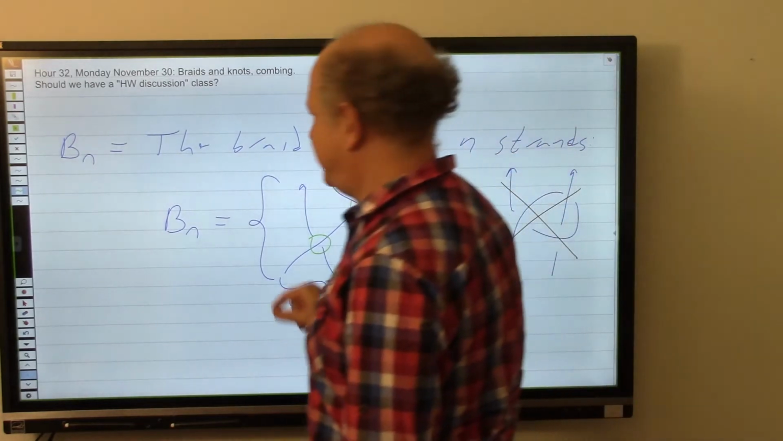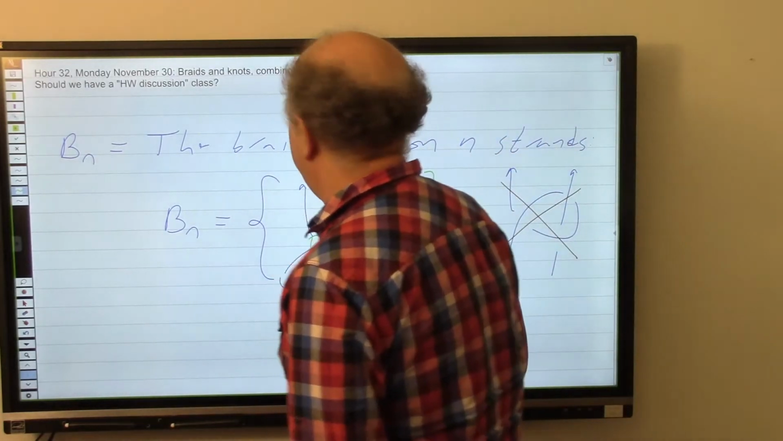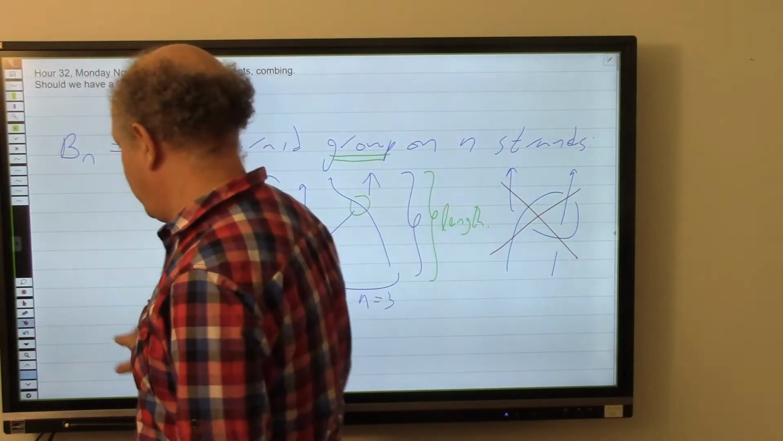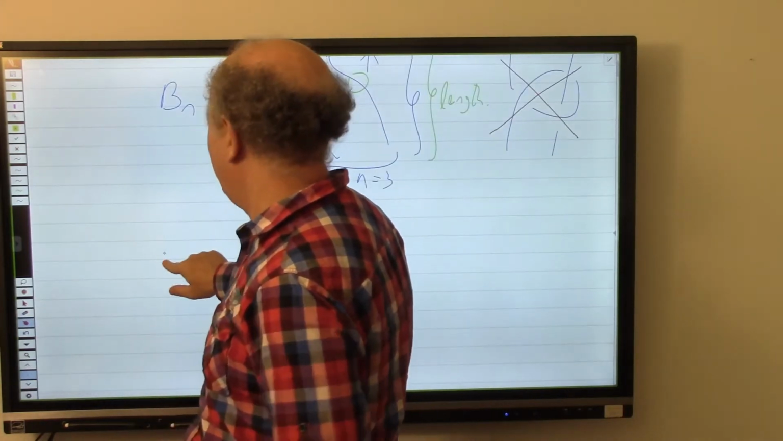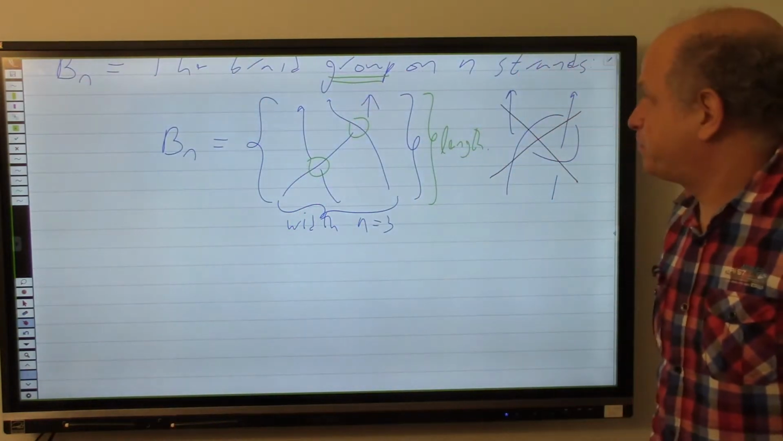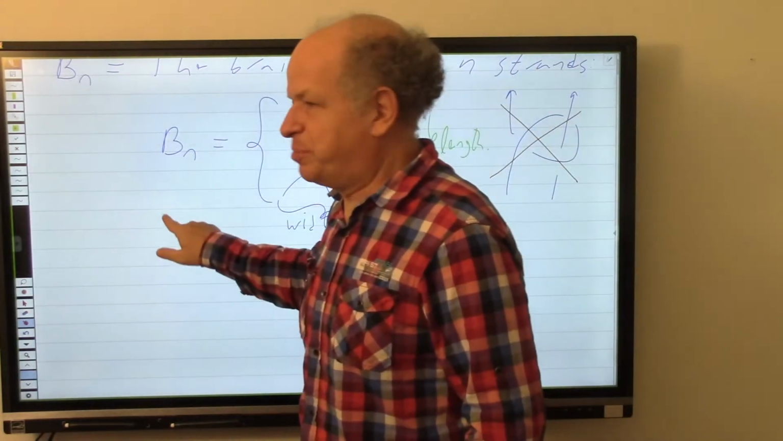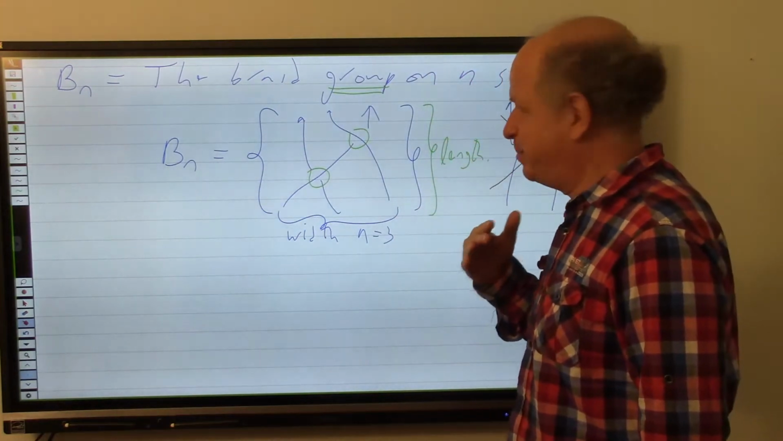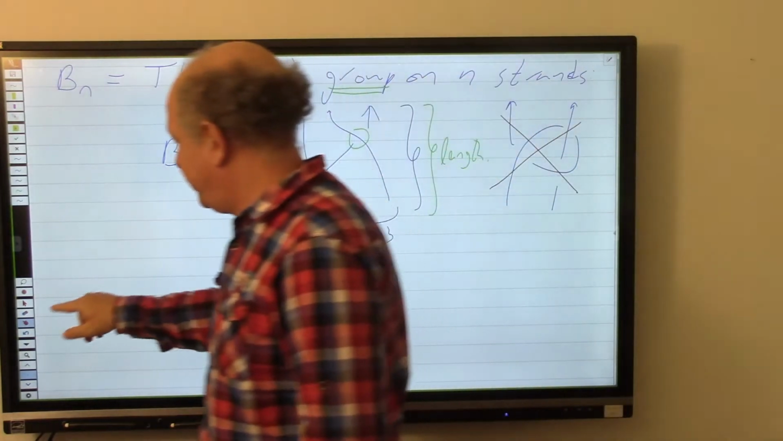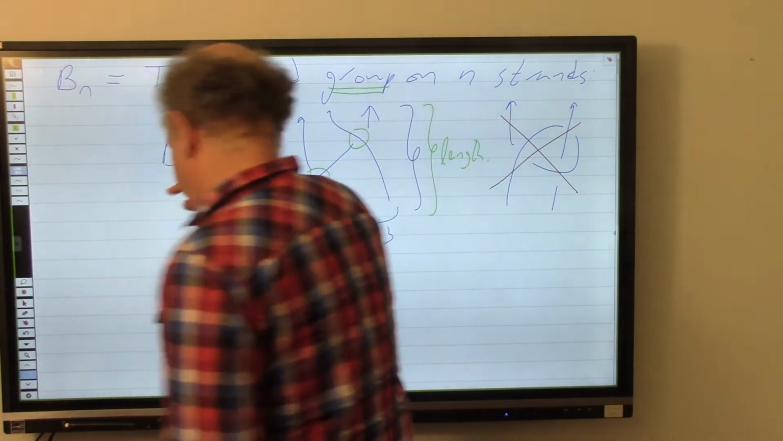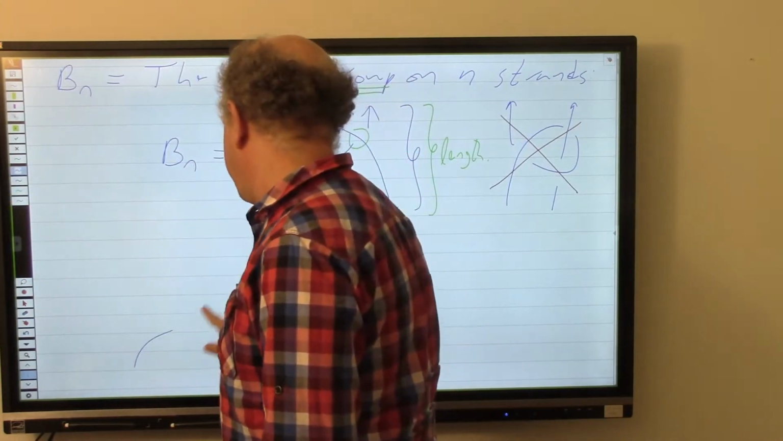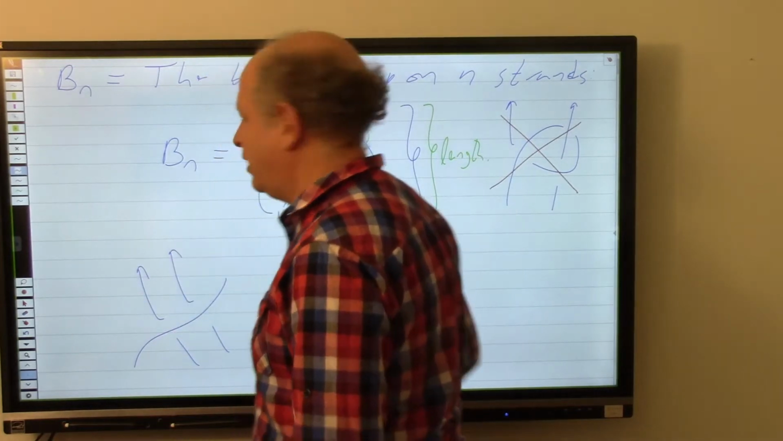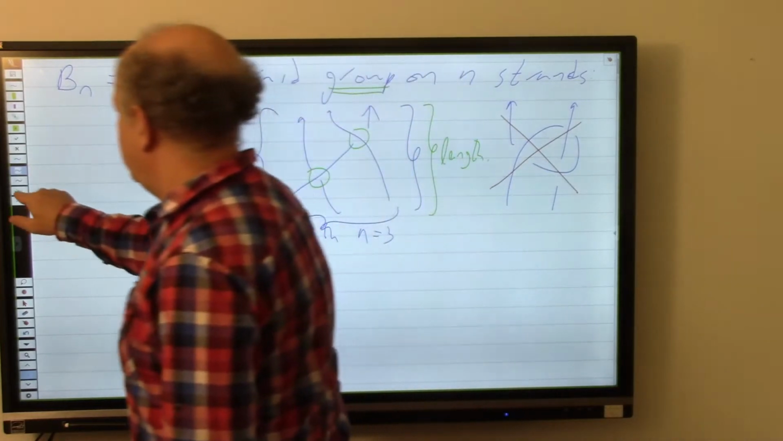Anyway, I said that braids make a group, and I should explain how it is a group, but maybe here is a better way. Instead of explaining how it is a group, I will tell you that it's obviously a group. So here is a braid. Let's make it a slightly different one.